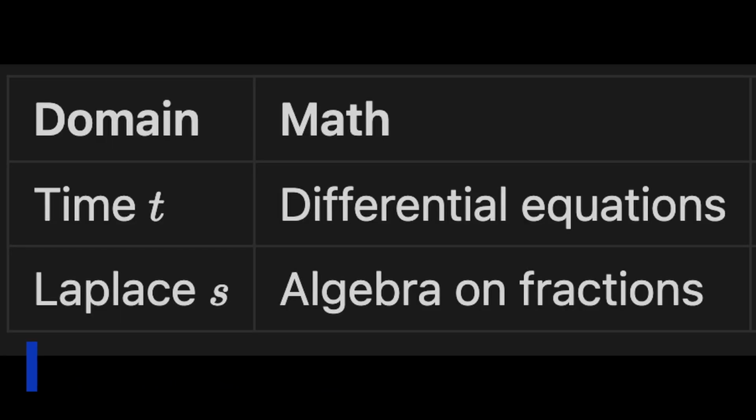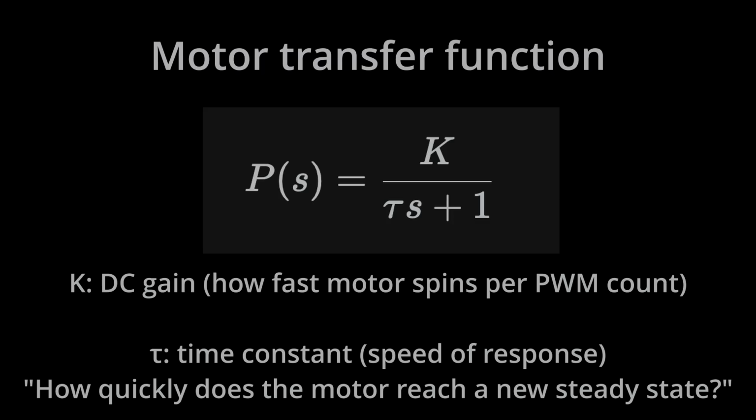We work in the Laplace domain, where systems become transfer functions and differential equations become algebra. For our motor, we have the equation P of s equals k over tau s plus 1. 2 parameters: k, the DC gain, and tau, the time constant.